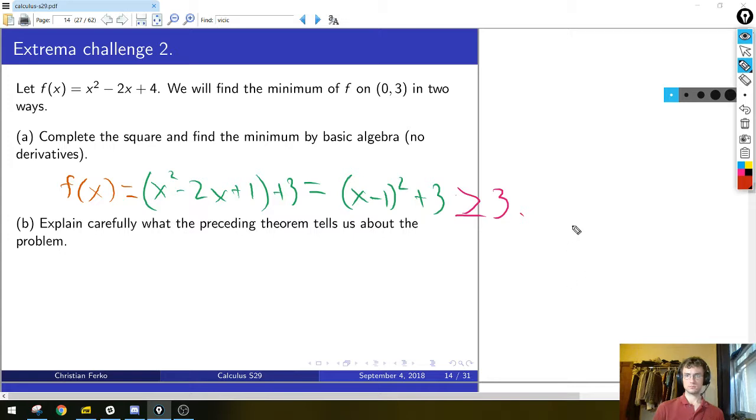Is at the vertex. f prime equals 0. The theorem certainly has something to do with the statement that f prime equals 0, right? But does the theorem tell us that f prime of x equals 0, the point where this occurs, is the minimum?